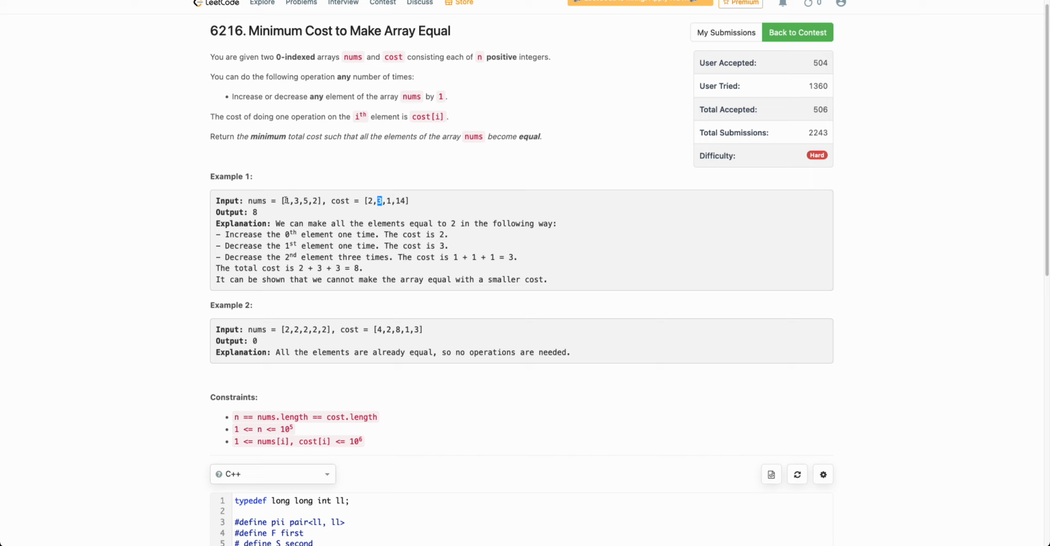Okay, so what they are saying is the target is to make everything equal. You can make everything 2, and if you do that, you will be paying 8 units of cost, and that is the minimum possible cost that you can pay. There is no other element with which you can make everything equal and still pay lower cost. Okay, so hope the problem statement is clear.